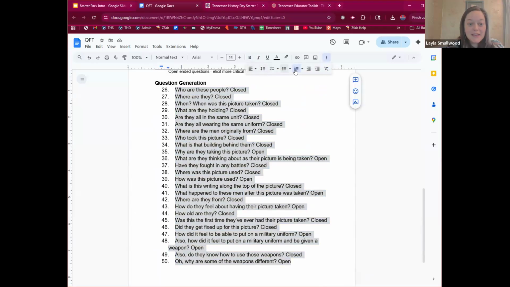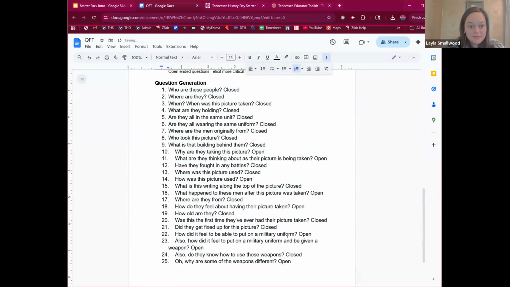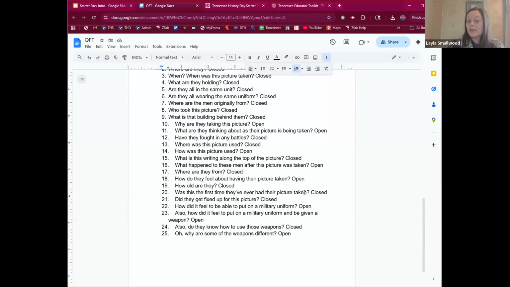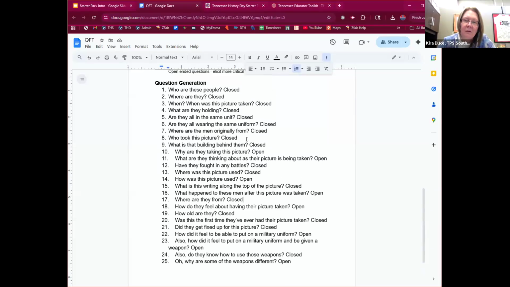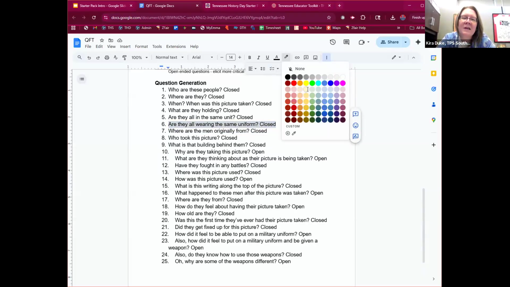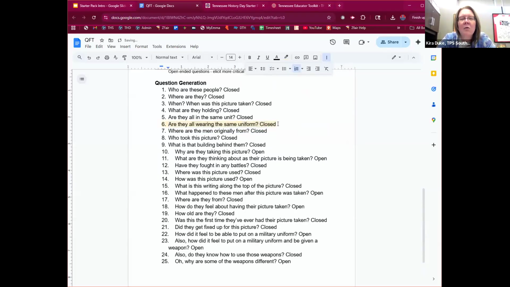I think we could go into, maybe are they all wearing the same uniform? What number is that? Here they are, that's 6. All right, 6. So let's rewrite that to an open-ended question. So are they all wearing the same uniform?